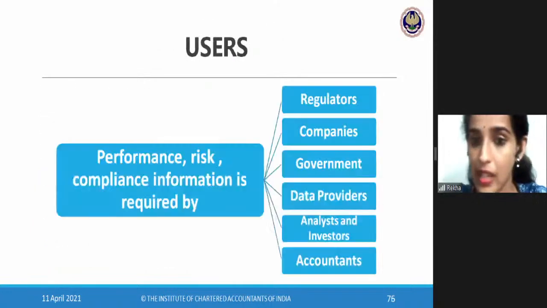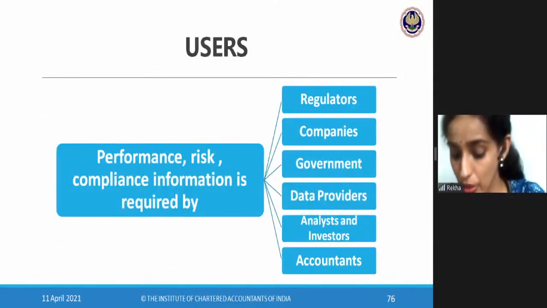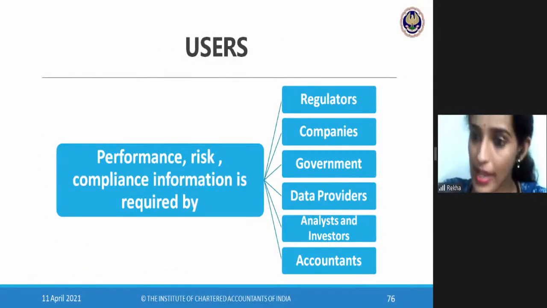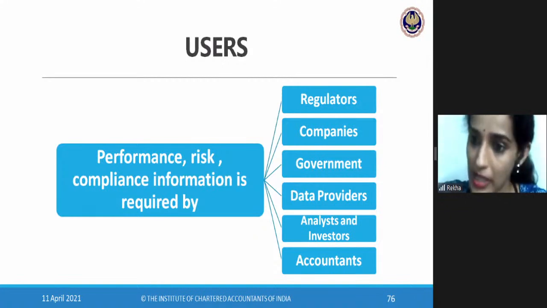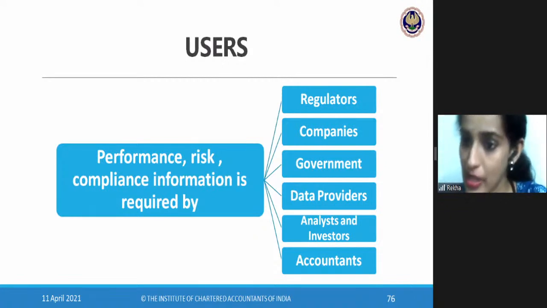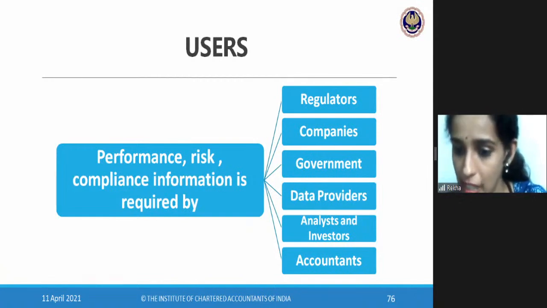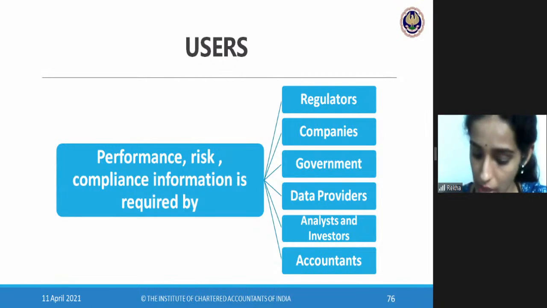Okay. Now, who all are the users of XBRL? So as I told you, all your regulatory authorities, ROC, SEBI, income tax, all these regulatory authorities will use that. Companies, government, your data providers, analysts, accountants, all of them will be using XBRL. So this question, who are the users of XBRL, you can mark as important, especially regulators, companies, government, one group. Then your data providers, investors and accountants.